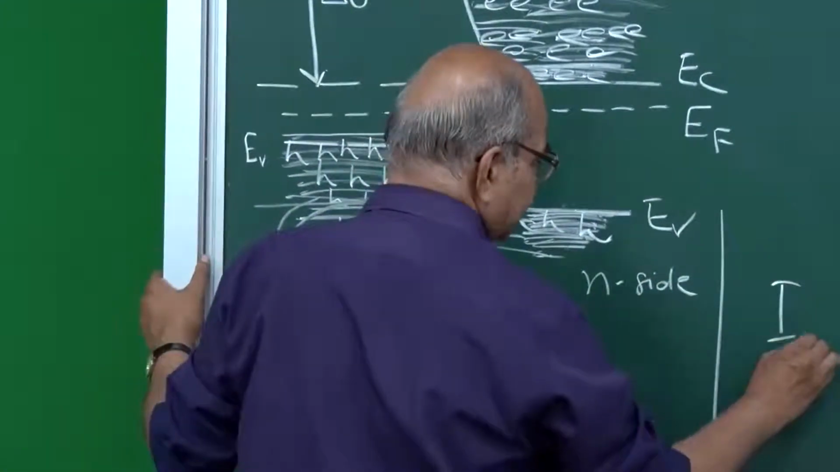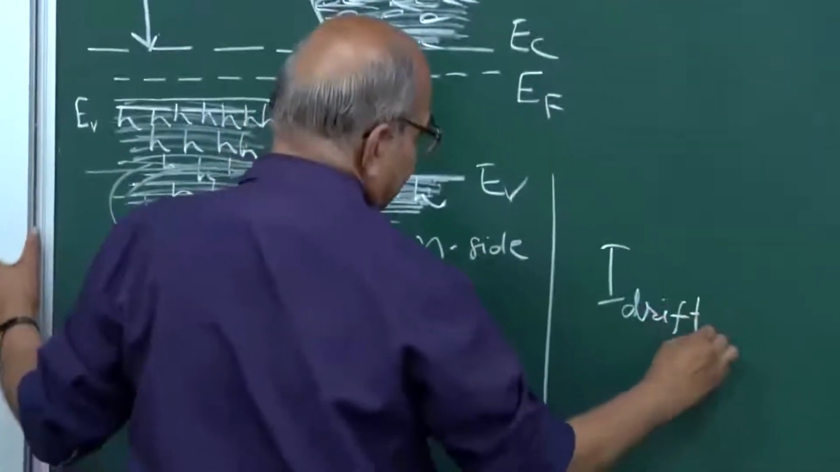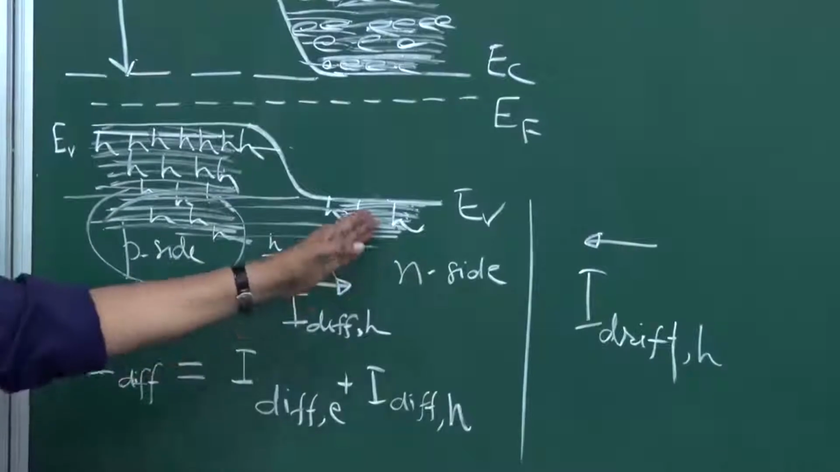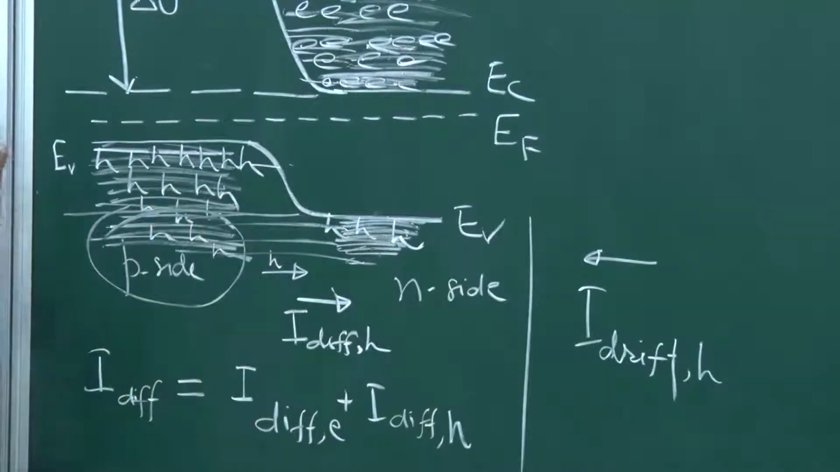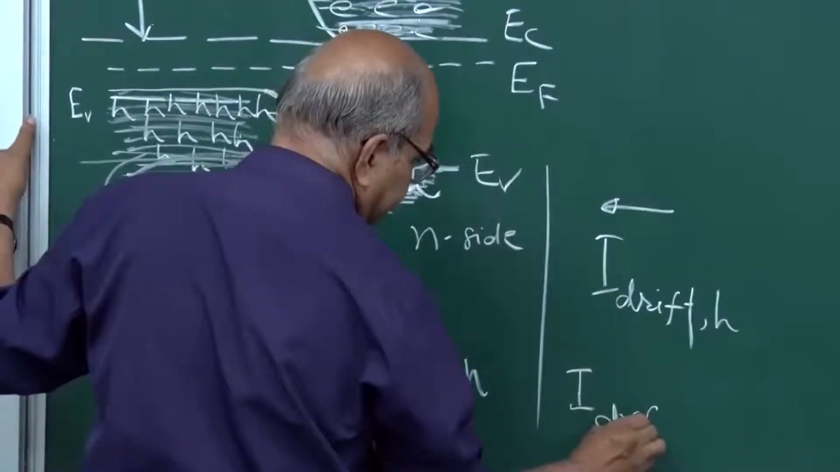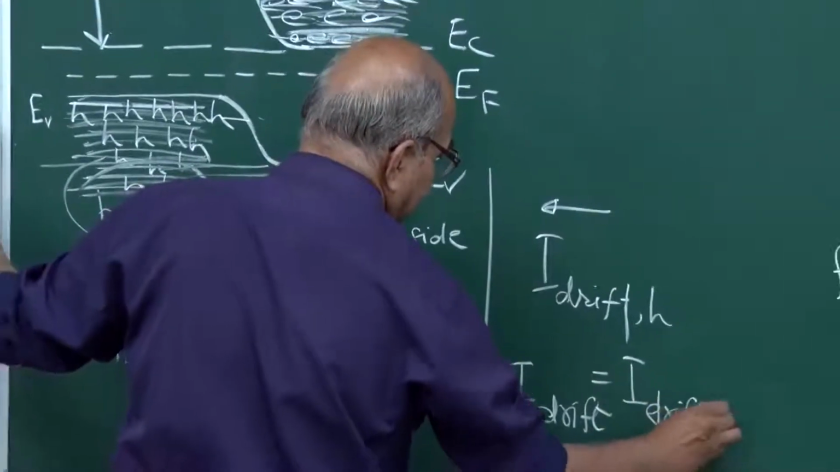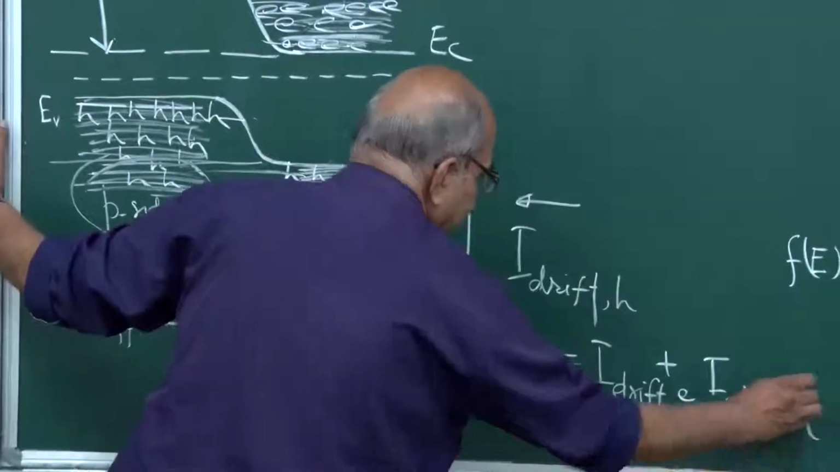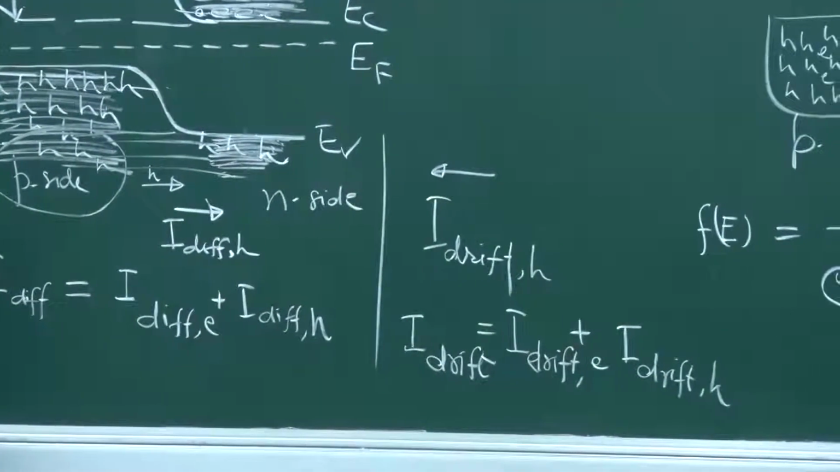So you will have I drift. This I drift is because of the electrons, and this I drift is because of holes, and that is also going right to left because holes are positively charged. So holes are going from this side to that side, so that is also the current direction. You add these two and you have drift current, I drift, which is I drift because of electrons plus I drift because of holes, and that is in the direction of n side to p side.